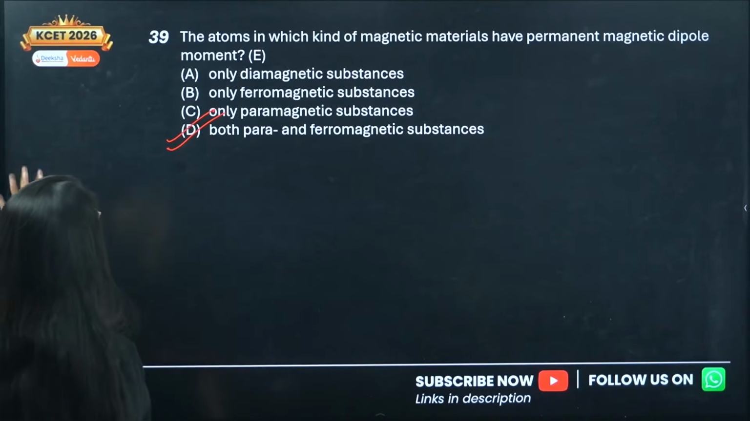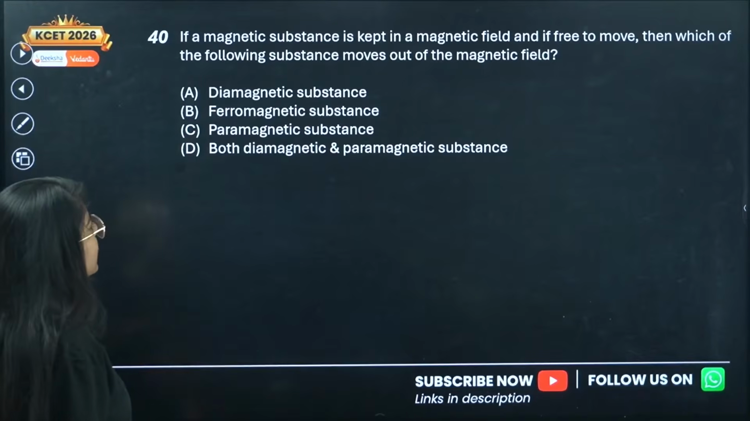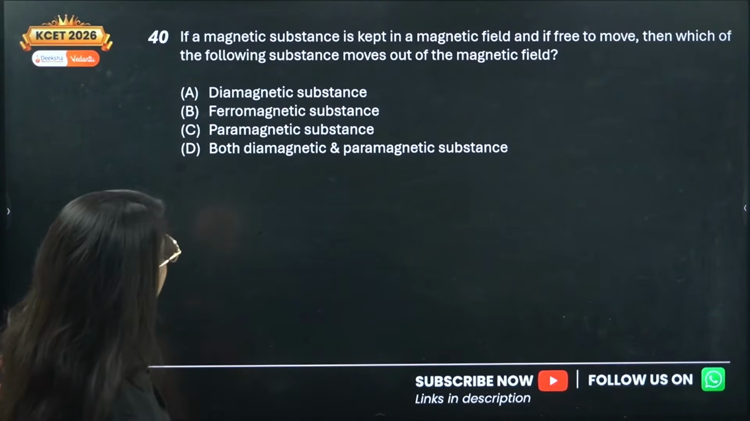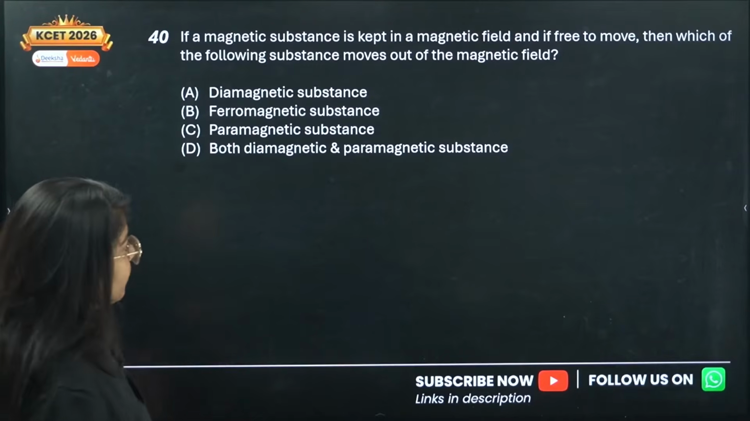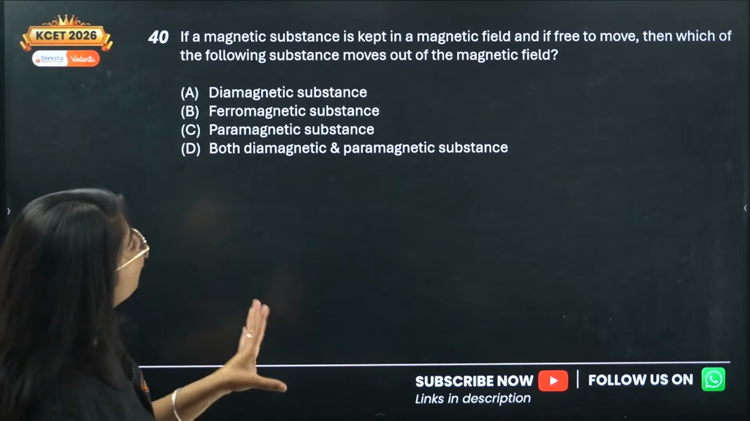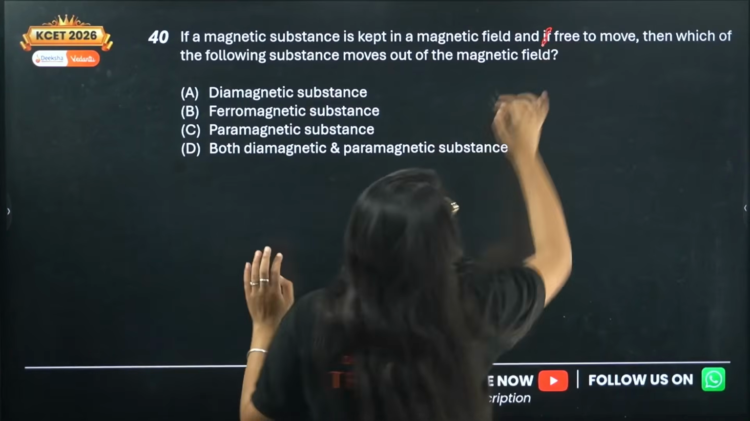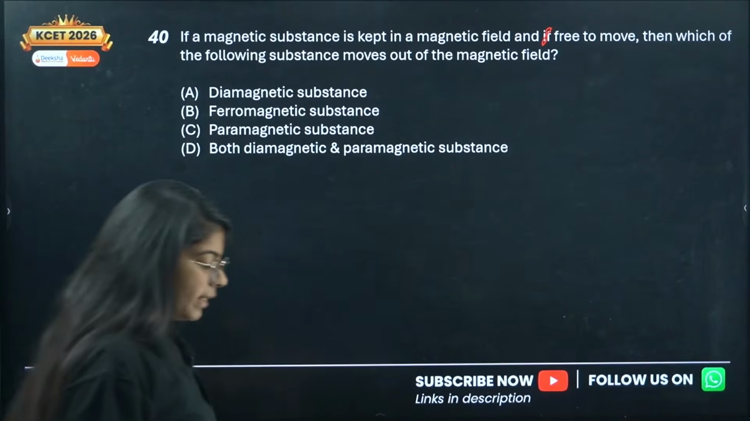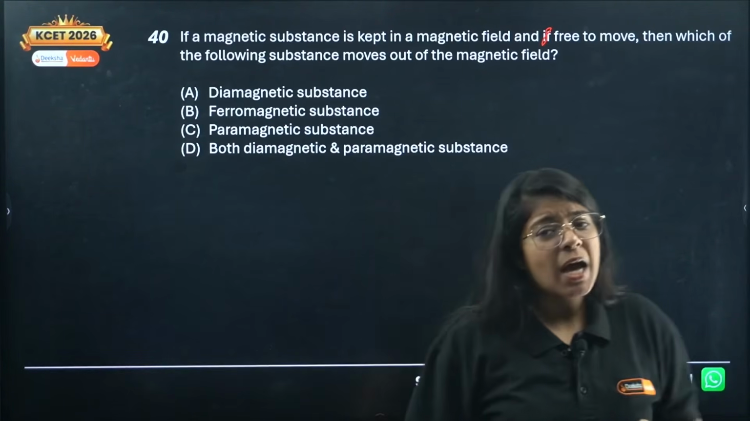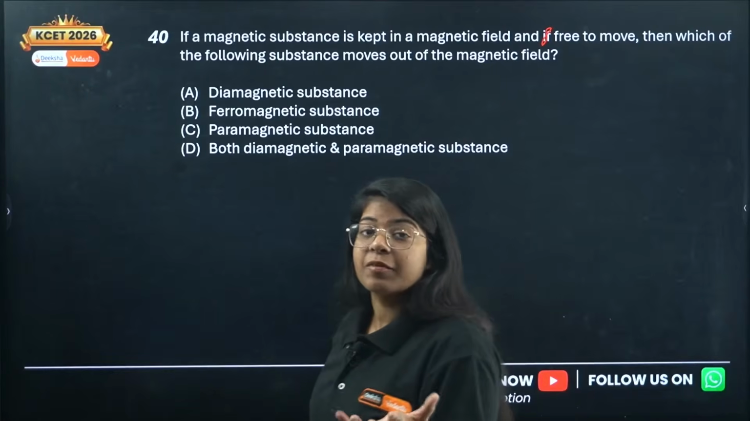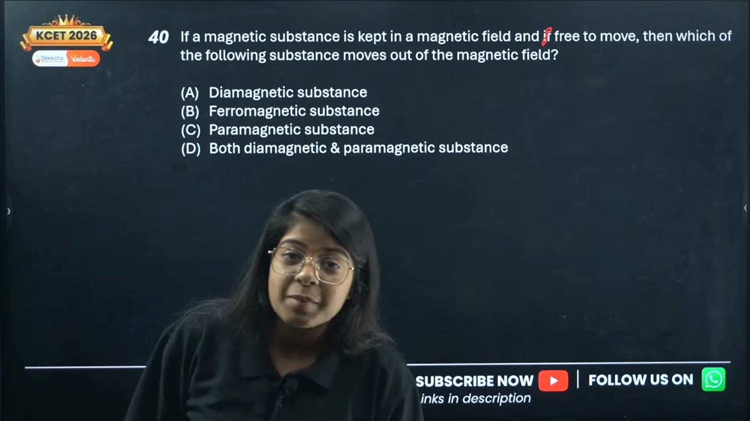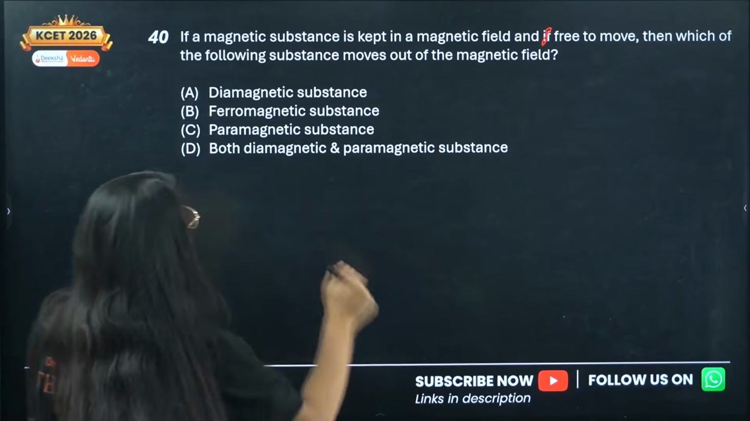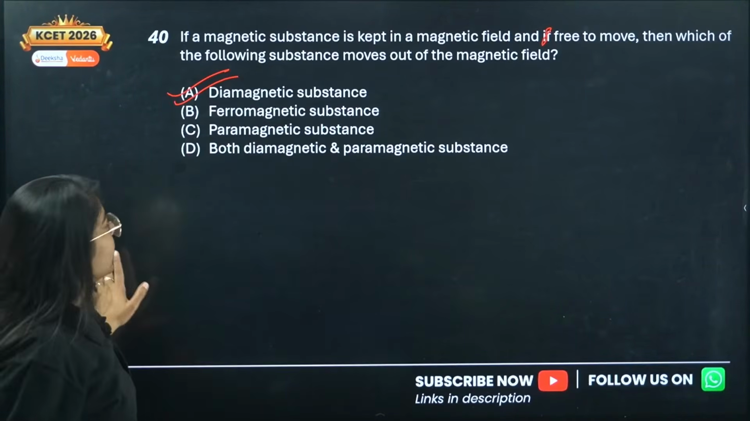Okay? Okay, 40th question says, if a magnetic substance is kept in a magnetic field and is free to move, then which of the following substances moves out of the magnetic field? The substance that will move out of the magnetic field will be the one which is repelled by the magnetic field. Which one is repelled by the magnetic field? Diamagnetic. So the answer is clearly diamagnetic.